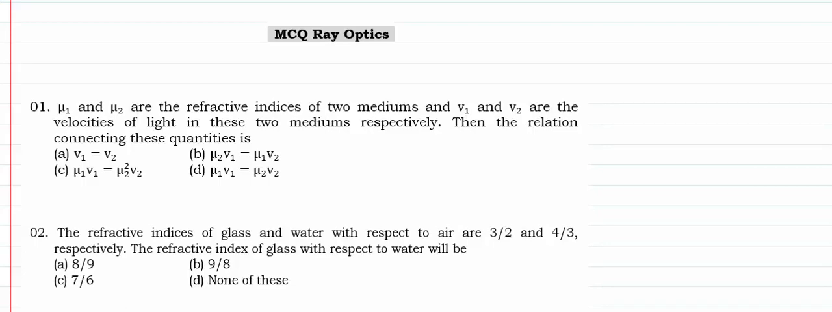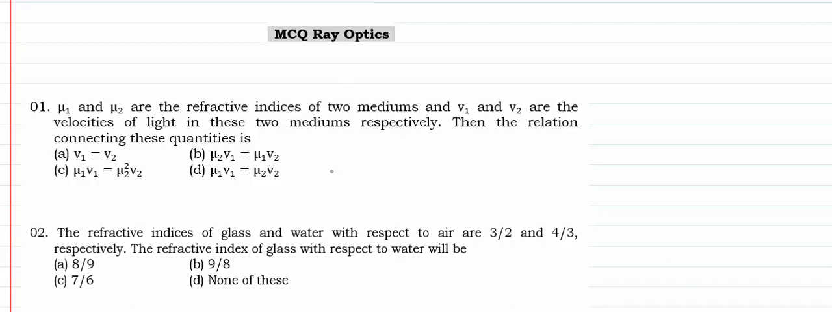Hello students. So in today's video, we'll see MCQs on ray optics. So first one, if mu1 and mu2 are refractive indices of two mediums, and v1 and v2 are velocities of light in those two mediums, then what is the relation connecting these quantities.